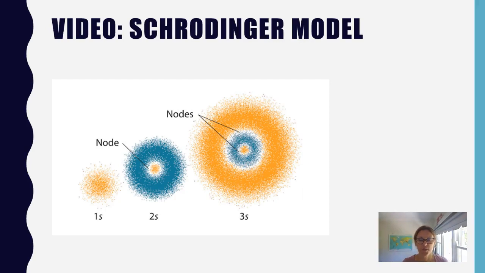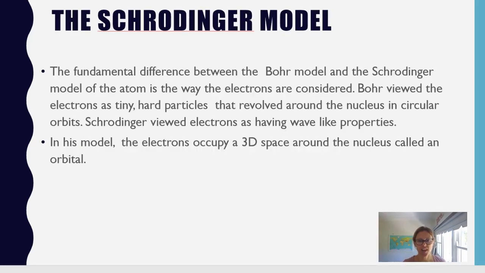Hi and welcome back to the Property and Structure of Matter, and today we're looking at the Schrodinger model. Now, the biggest difference between the Schrodinger model and the Bohr model is the way the electrons are considered. Bohr viewed them as small particles that revolved around the nucleus in circular orbits. Schrodinger viewed them as having wave-like properties, so halfway between a wave and halfway between a particle. And he also said that the electrons occupy a 3D space around the nucleus called an orbital.